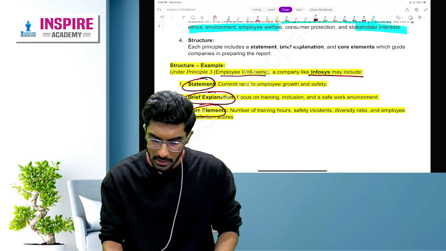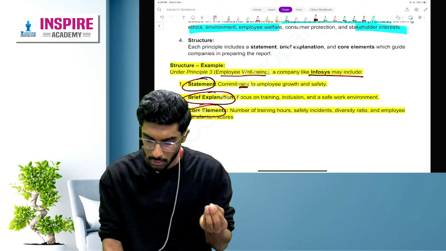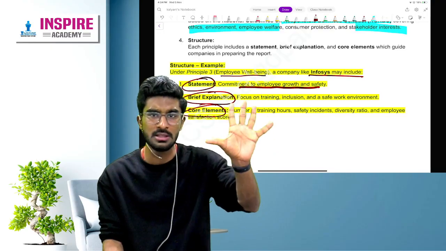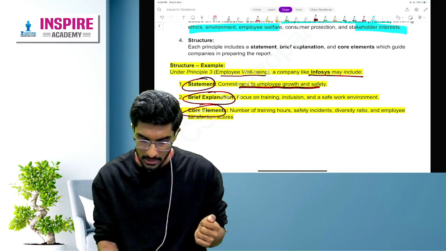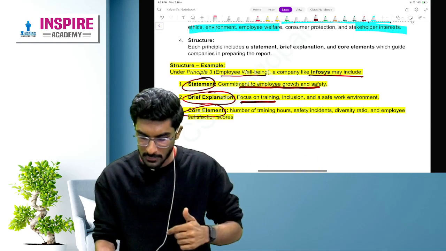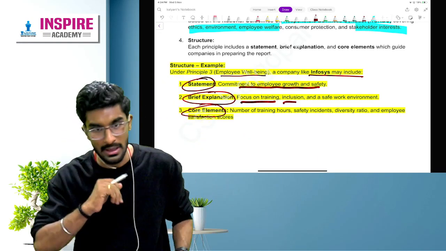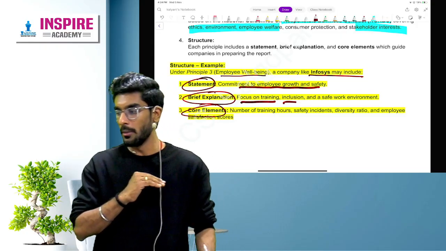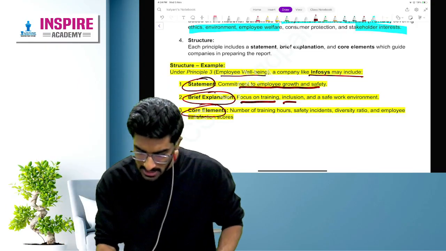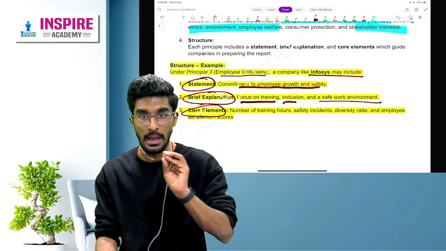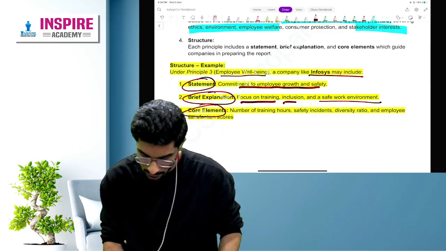So the statement is, people, we focus on commitment to employee growth and safety. Okay, this is the statement. Now, what is the explanation to the statement? Focus on training of the employees, focus on including all types of employees, men, women, even transgenders. They don't discriminate on the basis of caste, creed, religion, XYZ. And then people, a safe work environment. This is the explanation.